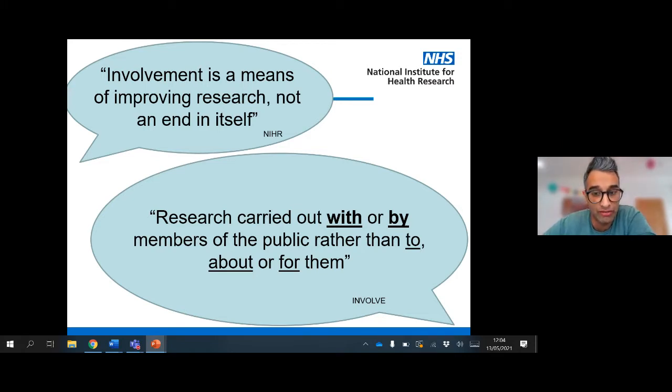And this definition by INVOLVE is one I quite like as well, which is research carried out with or by members of the public rather than to, about, or for them. So we're not doing something passively that they're going to benefit from. Actually, we're going to involve them so we understand what they want and how they can be instrumental in the research process.